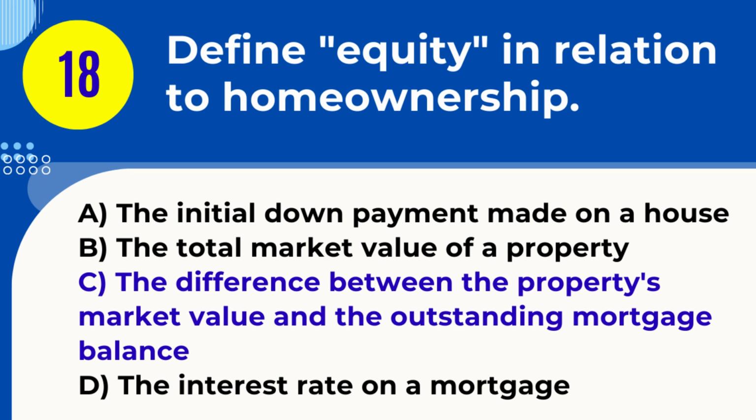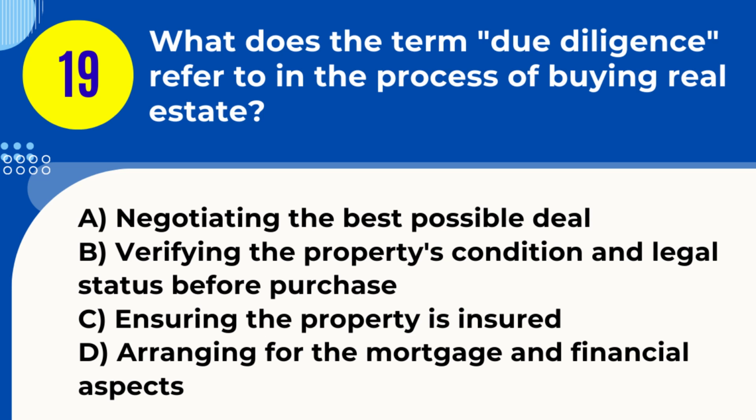Answer. C. The difference between the property's market value and the outstanding mortgage balance. Explanation. In homeownership, equity refers to the difference between the property's current market value and the amount still owed on the mortgage.